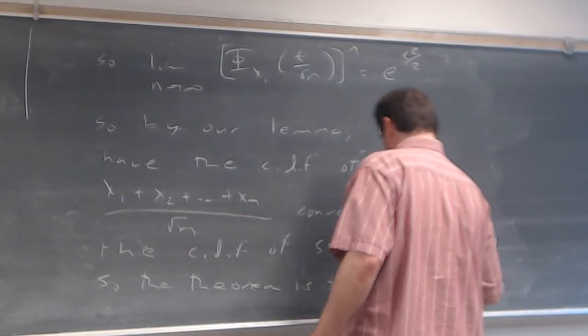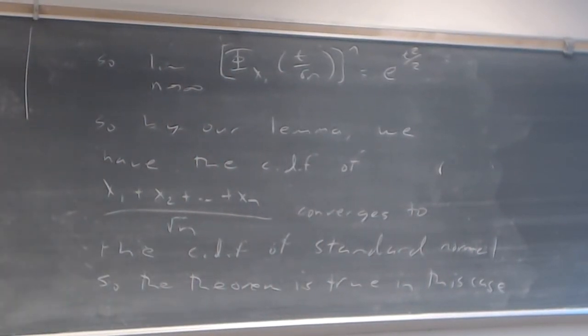What was this case? This case was where the mean was 0 and the standard deviation, and the variance, was 1.